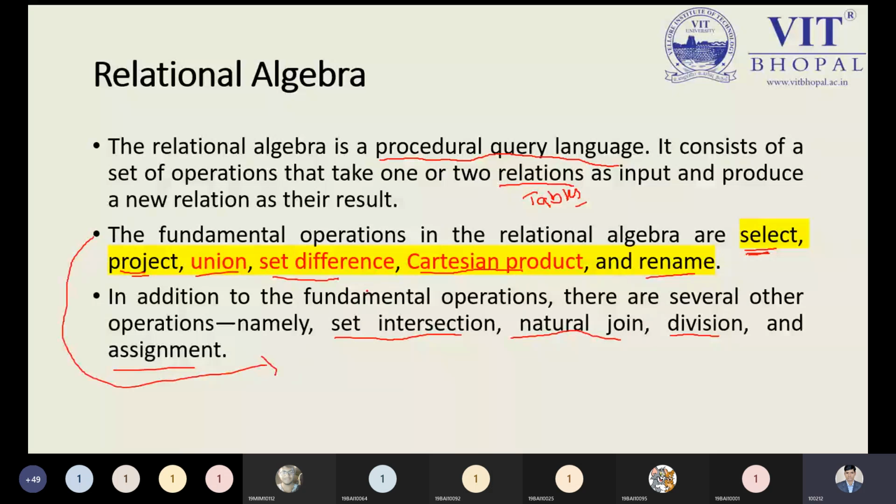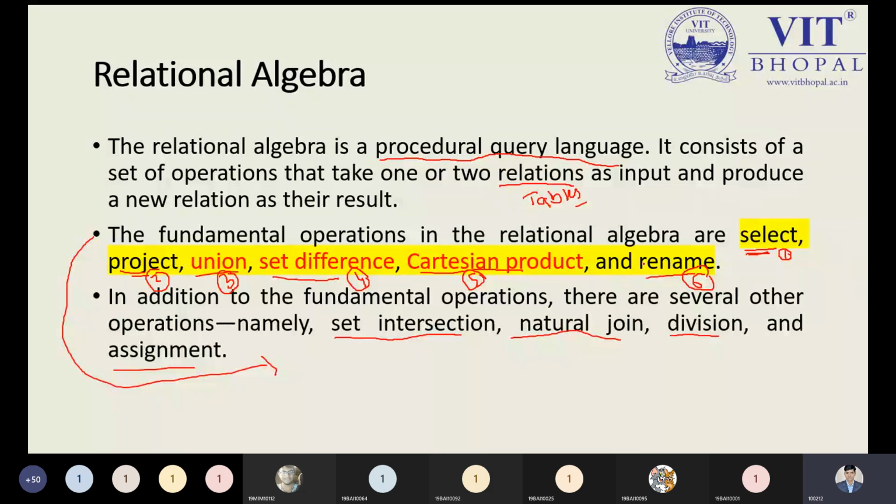Okay, now here you can see the select, project, union, set difference, and Cartesian product, and rename. So how many operations do we have in the fundamental operations? There are 1, 2, 3, 4, 5, and 6. There are 6 different operations under the fundamental operations, which are part of relational algebra. So in relational algebra, fundamental operations are categorized into 6 different operations: select, project, rename, union, set difference, and Cartesian product.